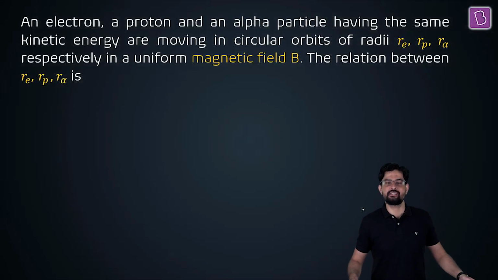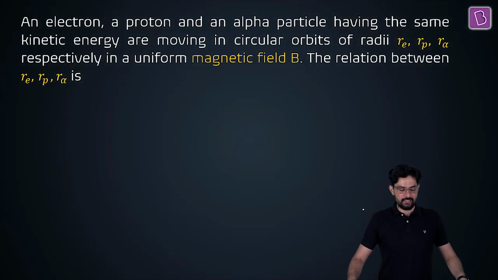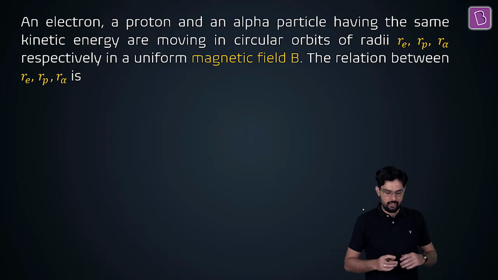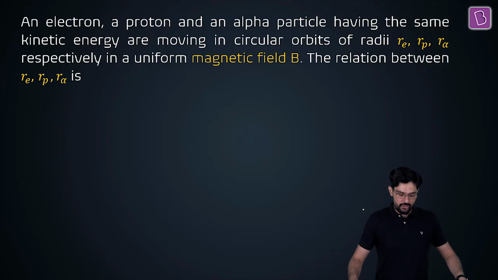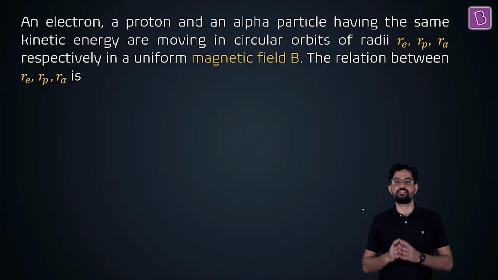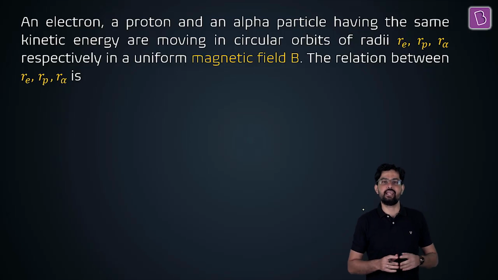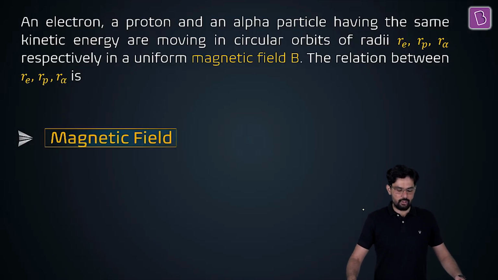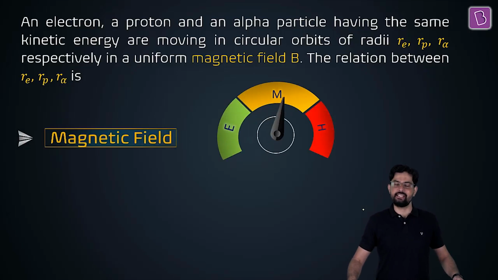When you encounter standard problems in the competitive exam, you feel good, don't you? So in this case, an electron, a proton, and an alpha particle having the same kinetic energy are moving in circular orbits in a uniform magnetic field. You simply have to relate their radii. So the problem based on magnetic field is an easy one.